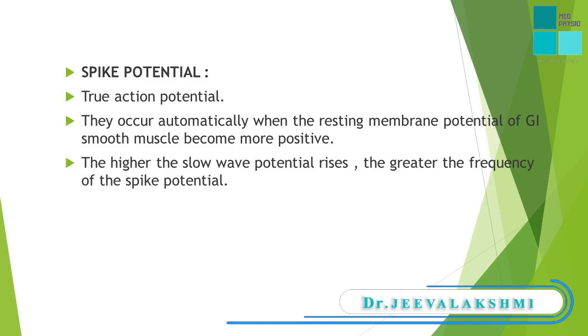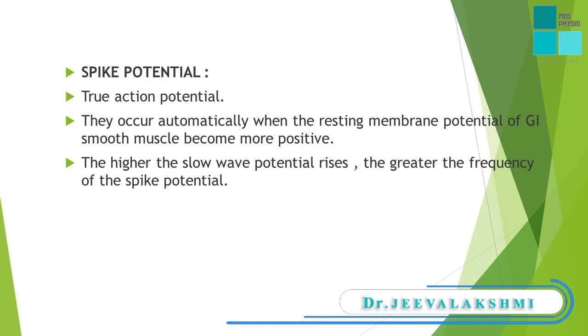So we have already seen that the slow waves do not excite muscle contraction in the gastrointestinal tract. Instead, they excite the appearance of the intermittent spike potentials, and these spike potentials in turn actually excite the muscle contraction. So the higher the slow wave potential rises, the greater the frequency of spike potentials.